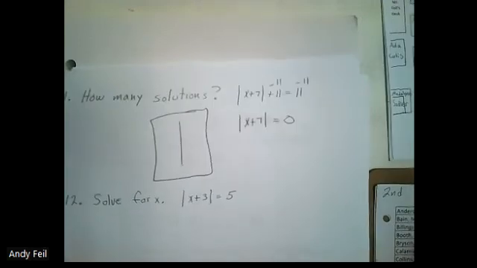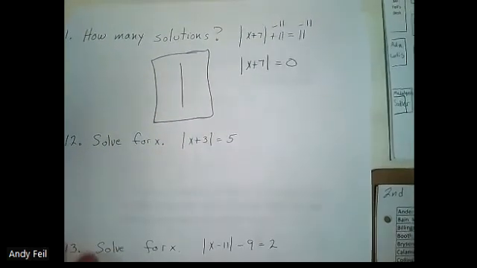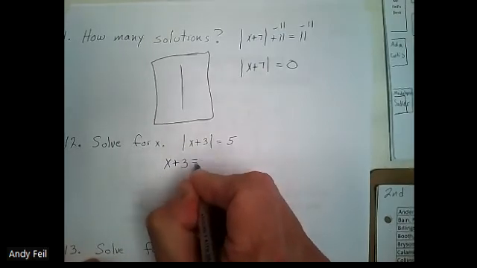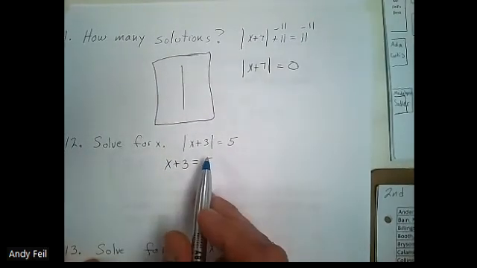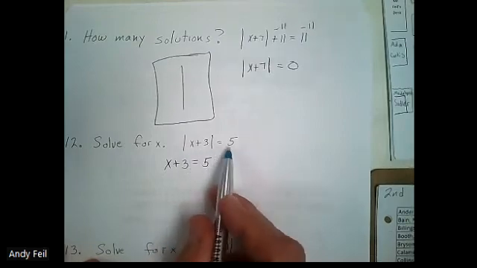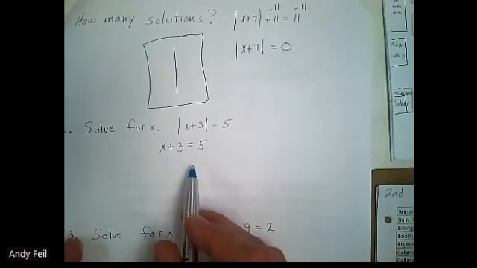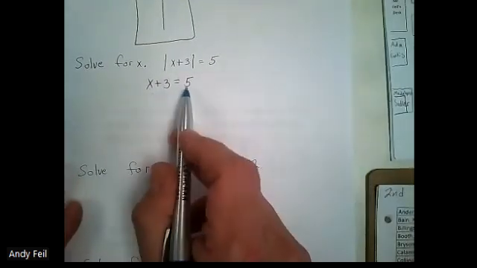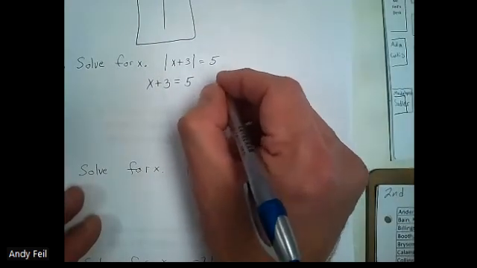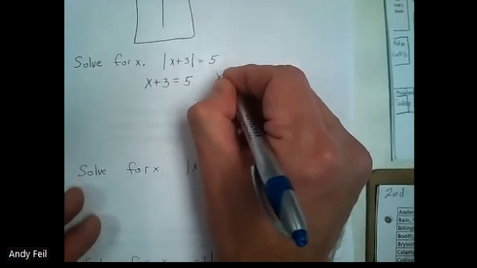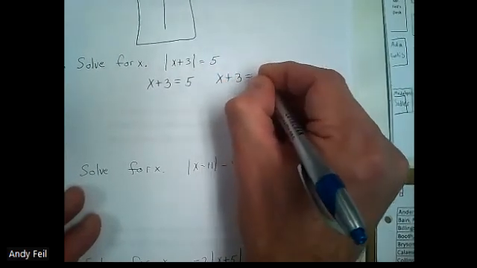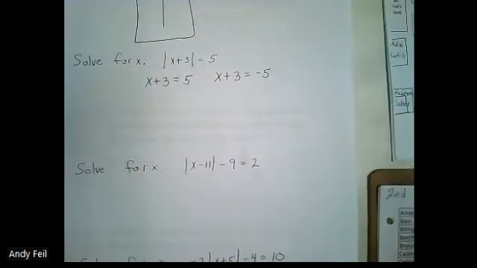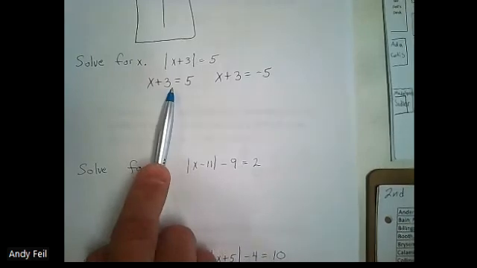Okay. Now they want us to actually solve. So here we go. This is fun. We're going to set up two equations. First we're going to set up this equation. Everybody gets this part of the problem right, because it says x plus 3 equals 5, and then they write x plus 3 equals 5. The part that sometimes people miss is they forget to do this. x plus 3 equals what? Negative 5. If you write that out, you're going to get the right answer.